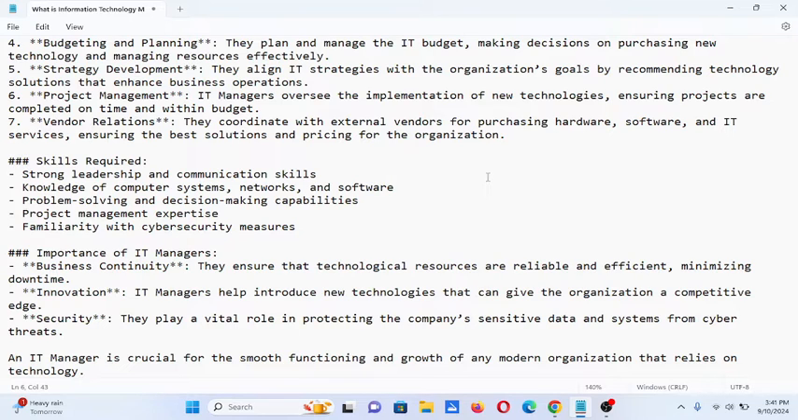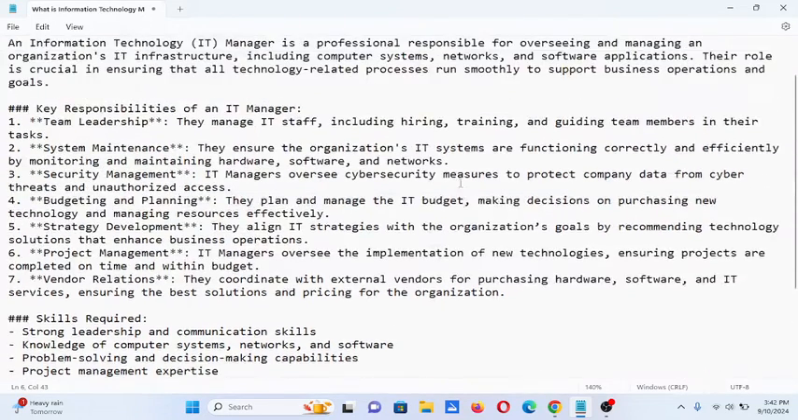Business continuity. They ensure that the technological resources are reliable and efficient, minimizing downtime. Second, innovation. IT managers help introduce new technologies that give the organization a competitive edge. And lastly, security. They play a vital role in protecting the company's sensitive data and systems from cyber threats. An IT manager is crucial for the smooth functioning and growth of any modern organization that relies on technology.